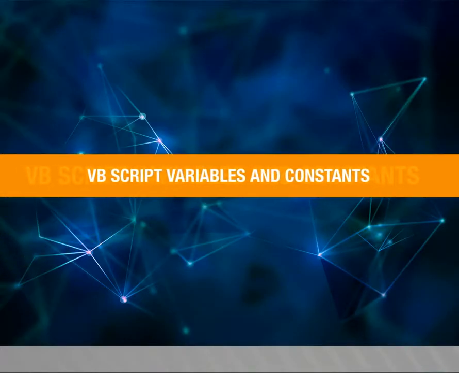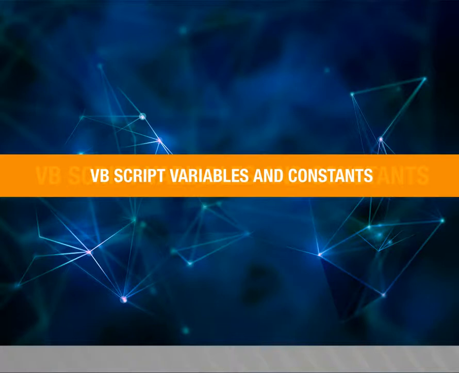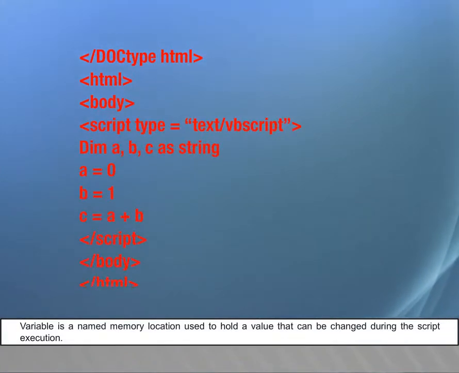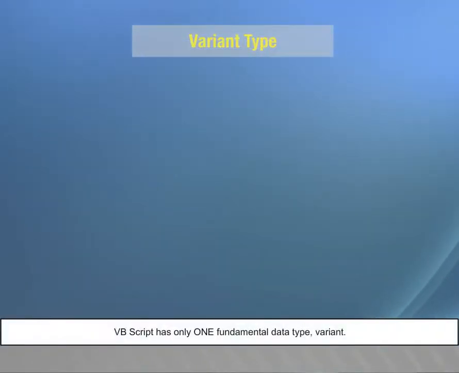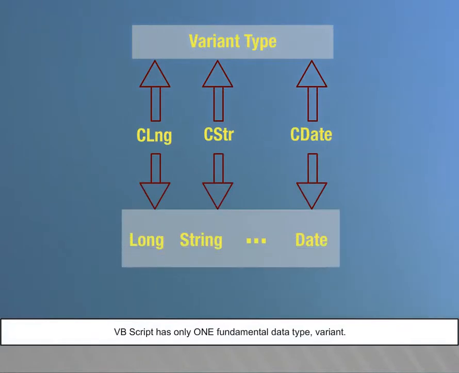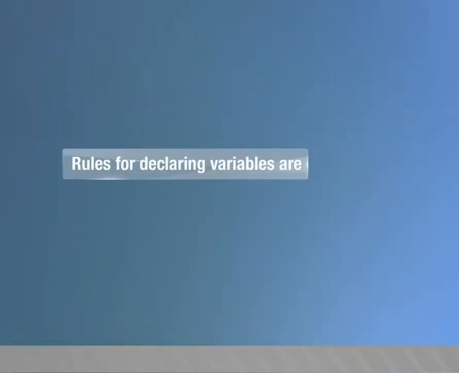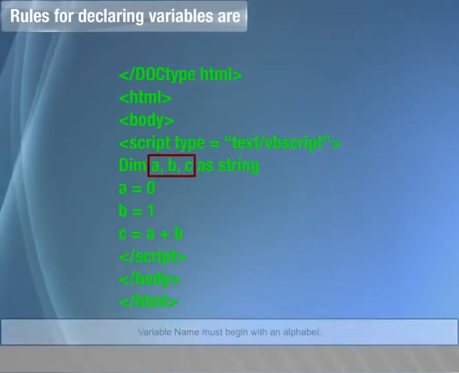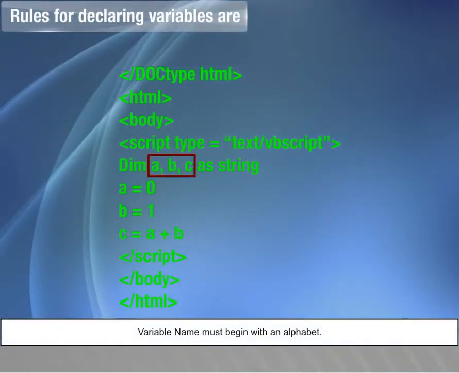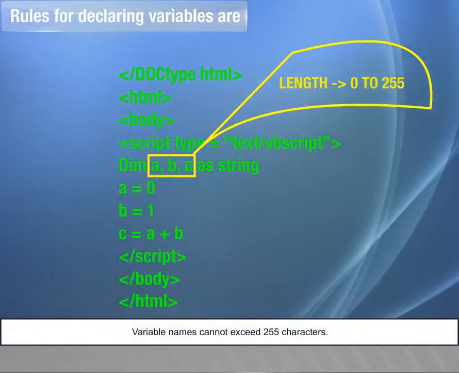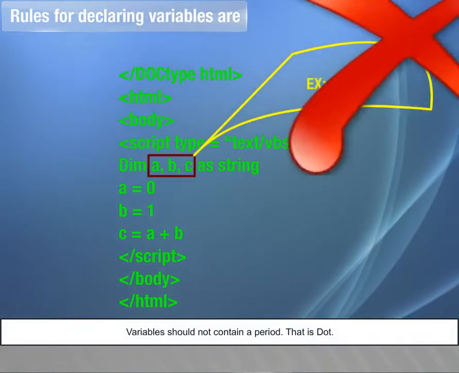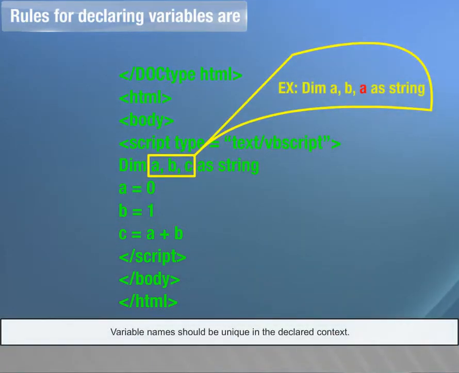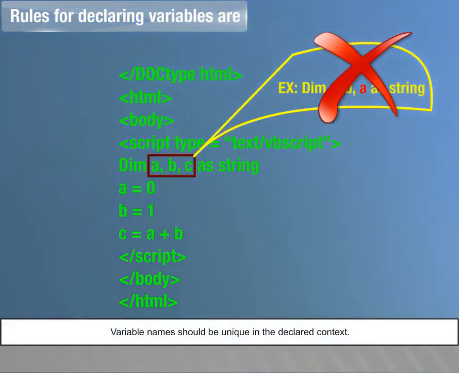VBScript variables and constants. Now we are going to see about the VBScript variables and constants. Variable is a named memory location used to hold a value that can be changed during the script execution. VBScript has only one fundamental data type, variant. Rules for declaring variables are: variable name must begin with an alphabet. Variable names cannot exceed 255 characters. Variables should not contain a period, that is dot. Variable names should be unique in the declared context.